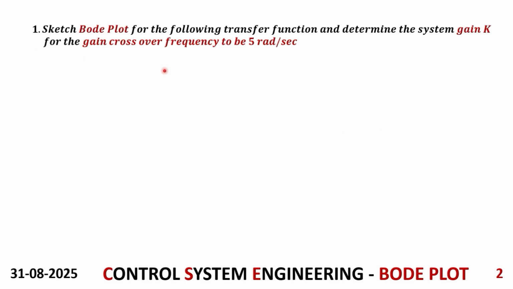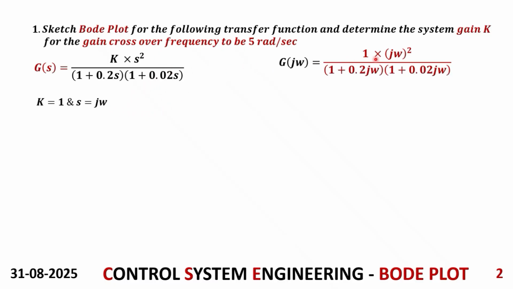Sketch the Bode plot for the gain K, whose gain crossover frequency is 5 radian per second. The given transfer function is G(s) = K s² divided by (1 + 0.2 s)(1 + 0.02 s). Substitute K = 1 and s = jω in this transfer function. So we'll get 1 into (jω)² divided by (1 + 0.2 jω)(1 + 0.02 jω). Rearrange the equation, and we'll get the transfer function like this.